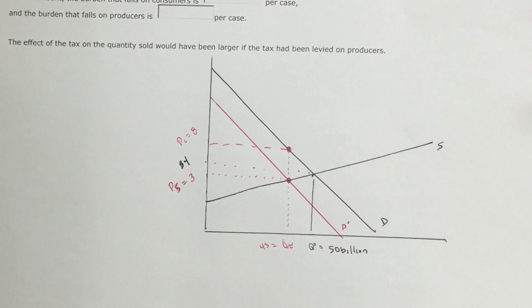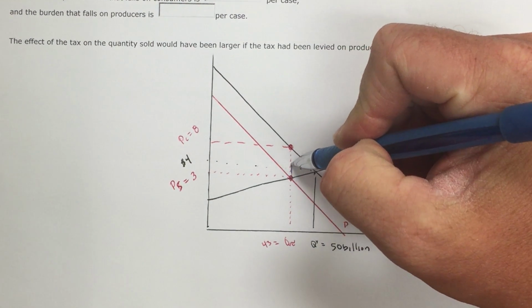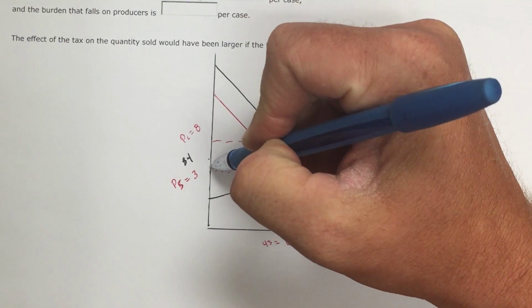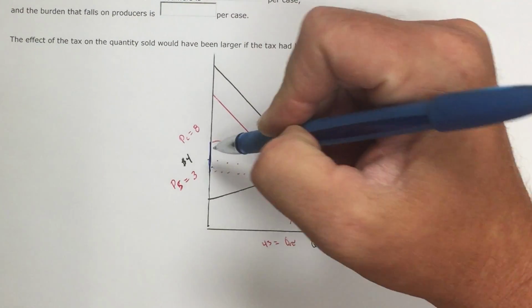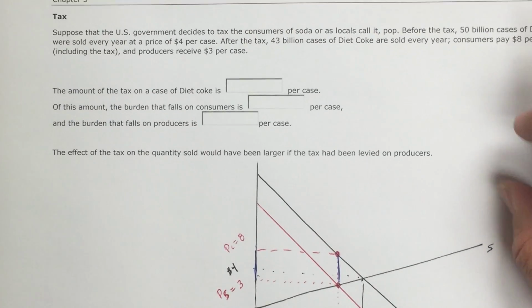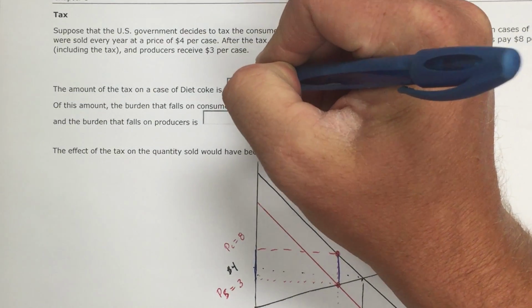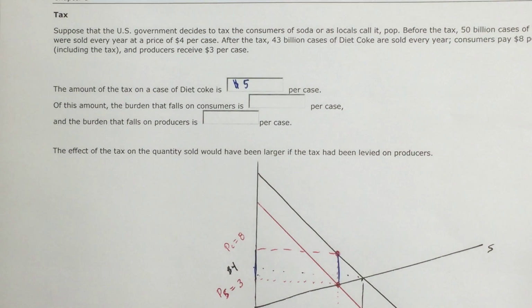So the first question is, what is the amount of the tax? Well, the amount of the tax is this wedge between the price that the buyer pays and the price that the seller receives. So that difference there is 8 minus 3. So that difference, the size of the tax, is $5. Now that $5 is going to be placed on both the consumer and the producer, and that's what we call the tax burden, and that tells us how much of that new price that the consumer and producer pay and receive differs from the equilibrium price.